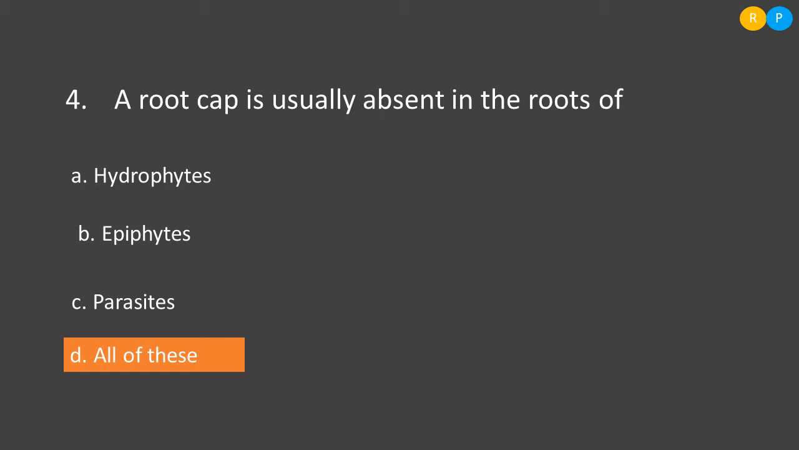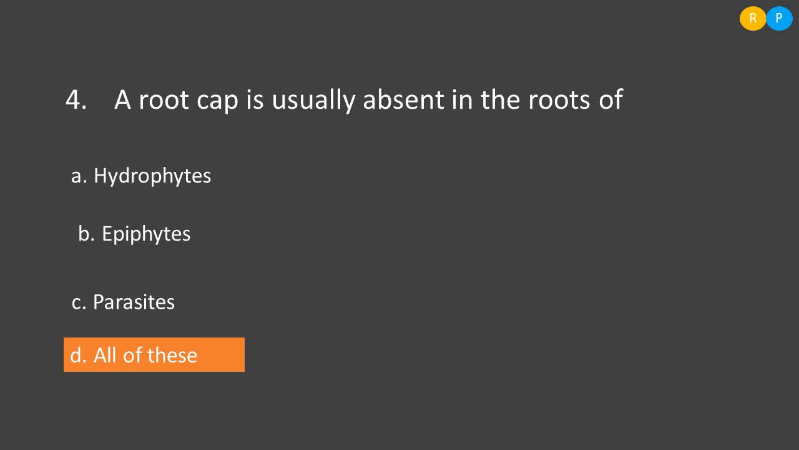Yes, let us look into the options to see which plants do not have a root cap. Option A, hydrophytes. Hydrophytes are plants growing in water. Because of their habitat, that is, because they are growing in water, they do not have a root cap. Clear. Then option B, epiphytes. Epiphytes are plants growing on the surface of another plant. Epiphytes are also not growing in soil, so they do not have a root cap.